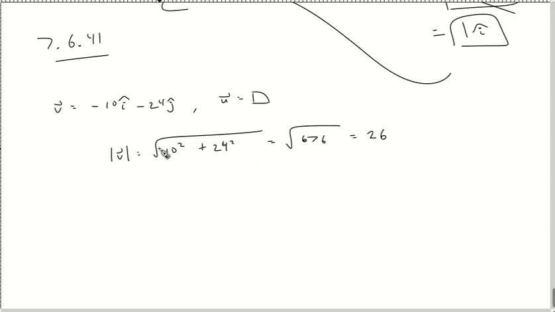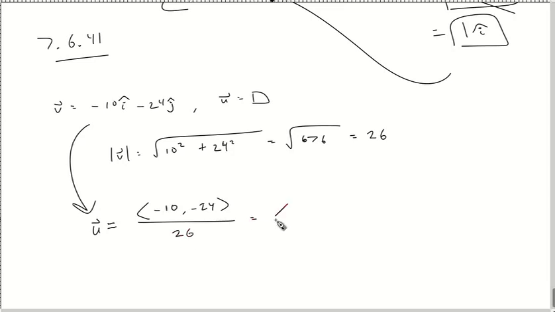Anyways, the square root of 676 is actually just 26, so that's kind of nice. Now, I'm going to take everything I had here, and I'm going to divide it by the 26, and so my unit vector is going to be -10, -24, all over 26. And when you do the math, okay, special triangle, super cool.